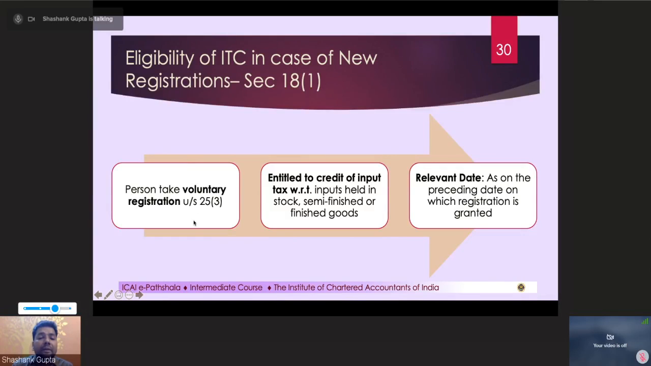If a person takes voluntary registration, that is, legally he is not liable, but he is voluntarily taking registration, then in such case, he can also avail credit of inputs in stock, semi-finished or finished goods, but it will be as on the date preceding the date on which registration is granted.